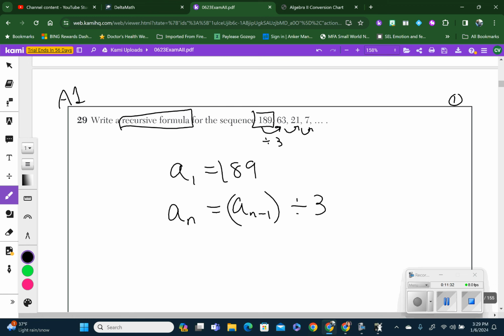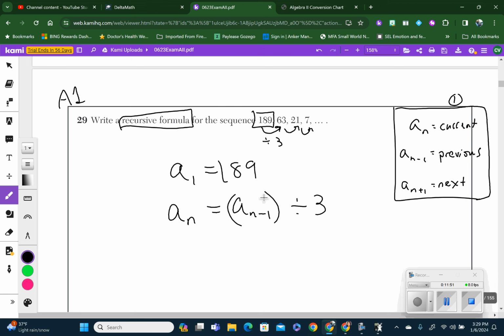So notation that you need to know: AN is your current term. The AN minus 1 is your previous term. And this is just extra: AN plus 1 is your next term. Okay. So if you have a cheat sheet, which you should at this point, or some sort of notebook where you write the stuff down that you need to know, that's all you need to do.